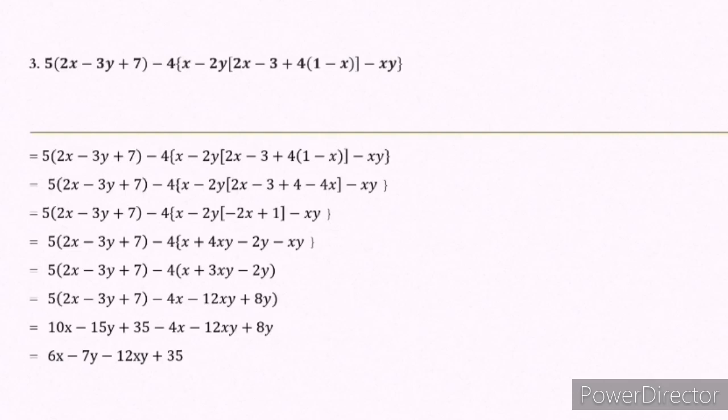Then the next step is we need to multiply this. 5 times 2x is equal to 10x. 5 times 3y is equal to negative 15y. 5 times 7 is equal to positive 35. Then copy the negative 4x minus 12xy plus 8y. Then the answer is 6x minus 7y minus 2xy plus 35.